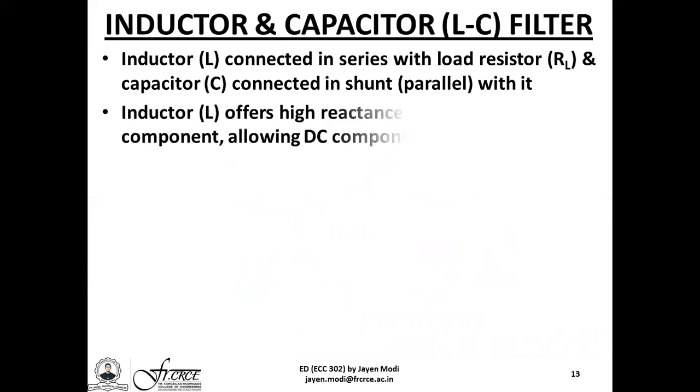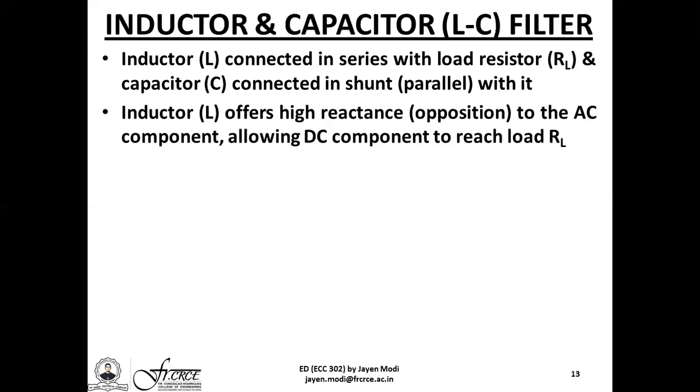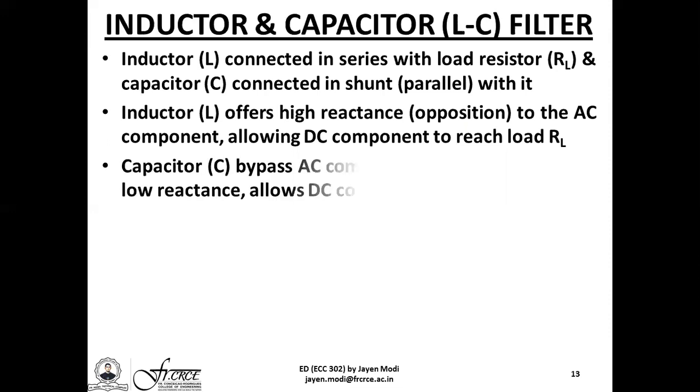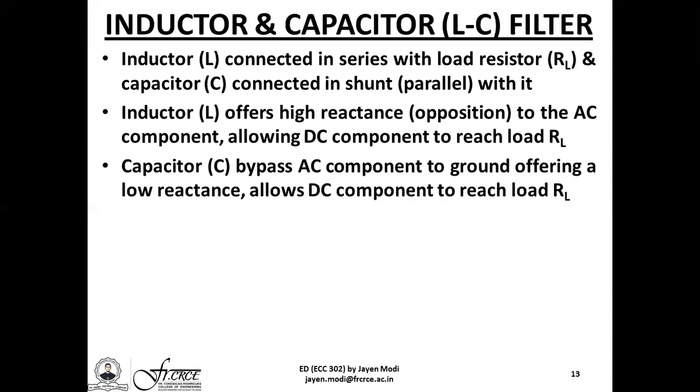The inductor L offers a very high reactance, also called opposition, to the AC component, which easily allows the DC component to reach the load RL. The capacitor bypasses the AC component, which could have been present along with the DC component and passed through the inductor, down to ground, because the capacitor offers a very low reactance to AC, and this allows the DC component across it to reach the load RL.